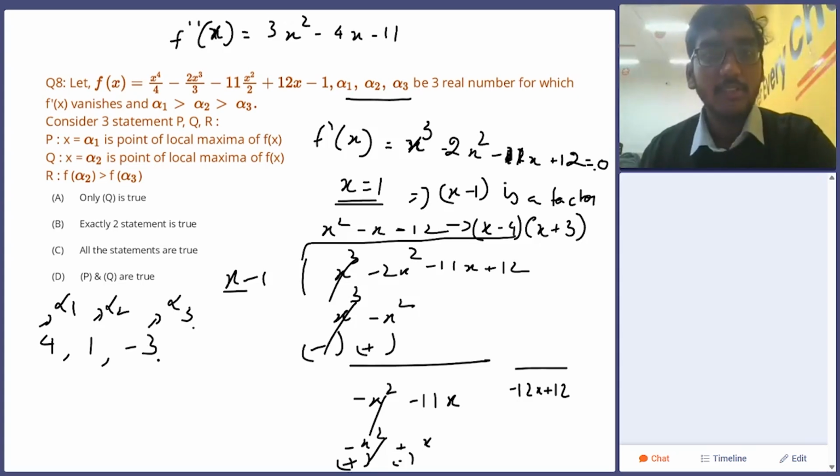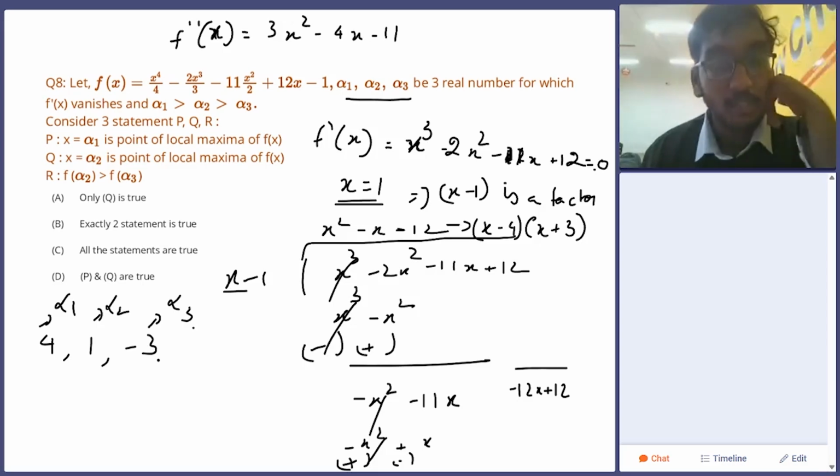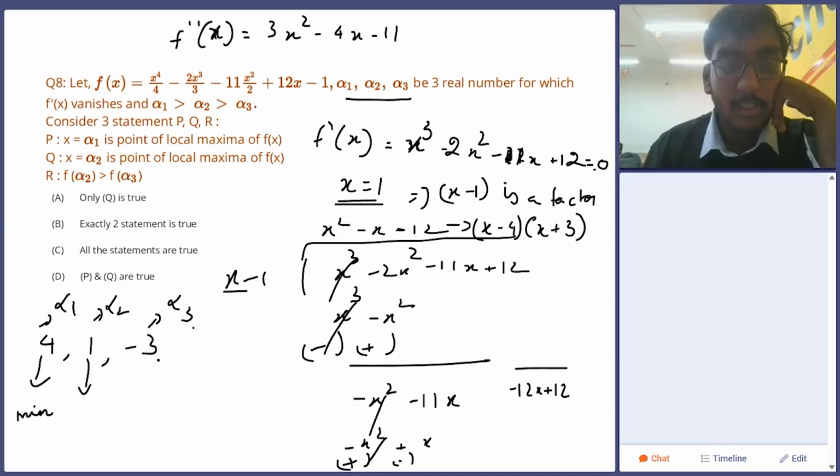If it happens to be positive, then it will be a point of minima, right? Just put x is equal to 4 and check in this expression. It will be 48 minus 16 minus 11. That will be positive, right? That means it's a point of minima, okay? Check for x is equal to 1 also.